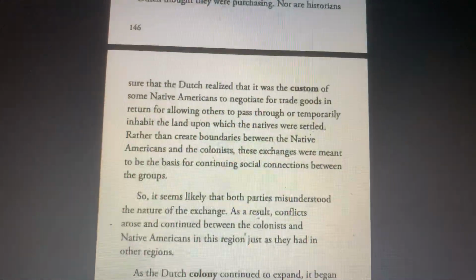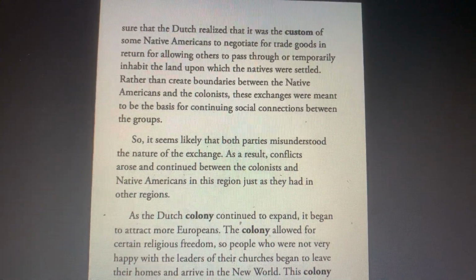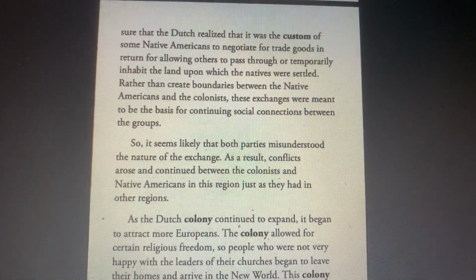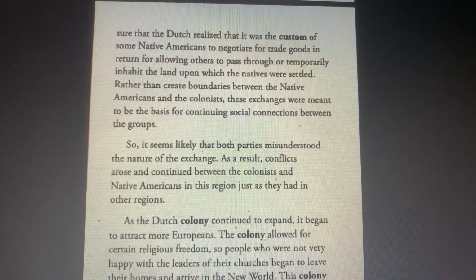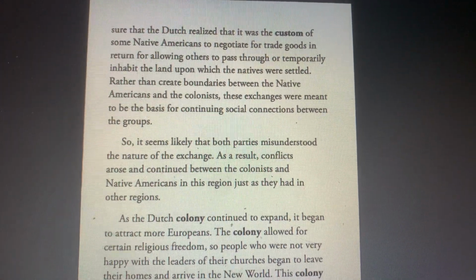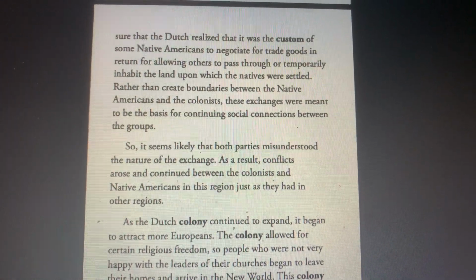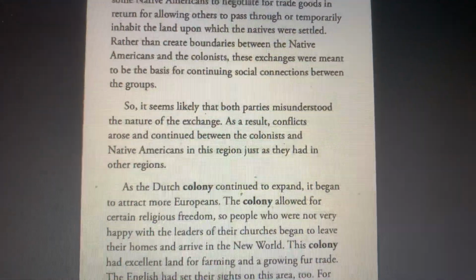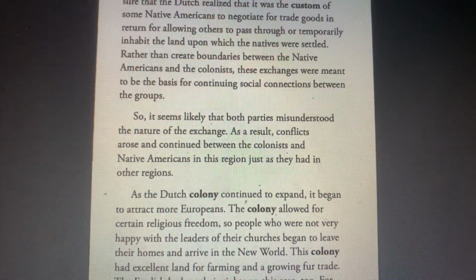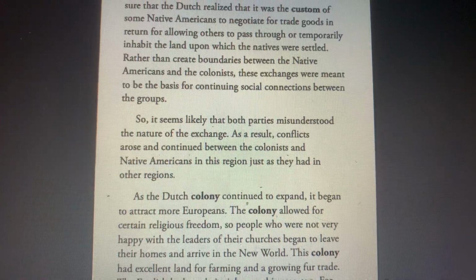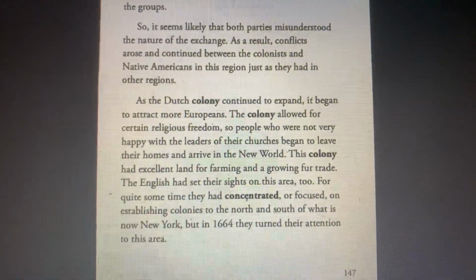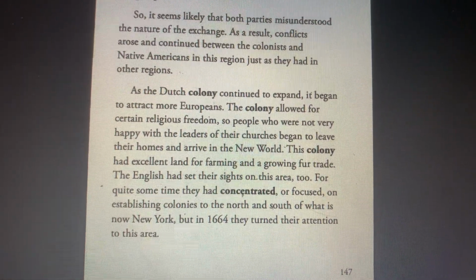Nor are historians sure that the Dutch realized that it was the custom of some Native Americans to negotiate for trade goods in return for allowing others to pass through or temporarily inhabit the land upon which the natives were settled. Rather than create boundaries between the Native Americans and the colonists, these exchanges were meant to be the basis for continuing social connections between the groups. So it seems likely that both parties misunderstood the nature of the exchange. As a result, conflicts arose and continued between the colonists and Native Americans in this region just as they had in other regions.